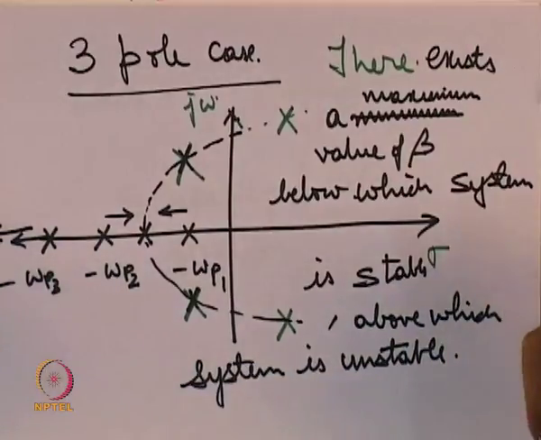Two terms which frequently crop up while discussing the stability of a system are what are known as gain margin and phase margin. So, let us see what is gain margin and what is phase margin.